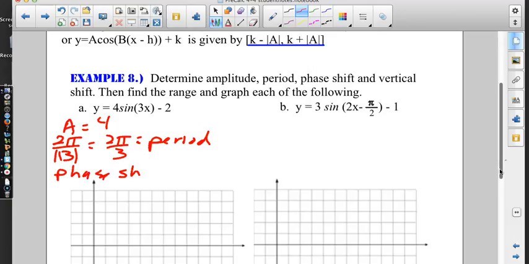Next thing up, phase shift. Nothing. Yeah, I like that. It's one less helper line to worry about. So phase shift, we don't get one. I'm just going to put 0 here because it's not moving it right and left. 0. Vertical shift. Down 2.